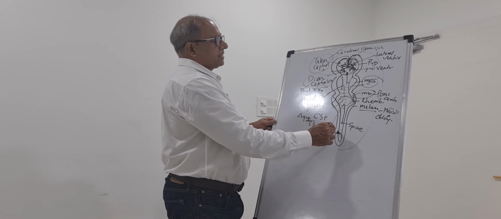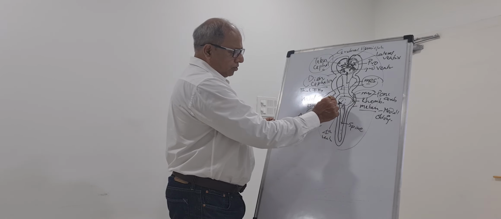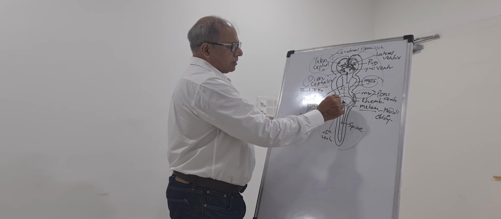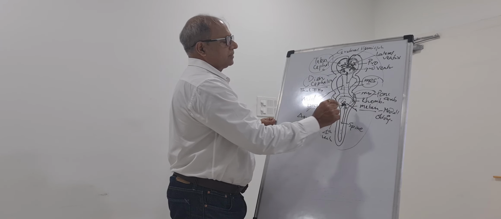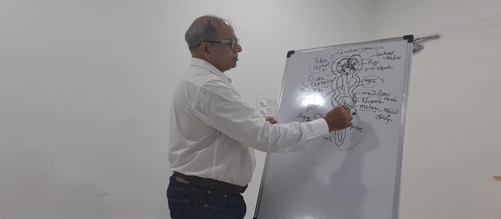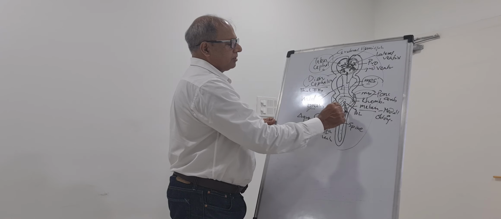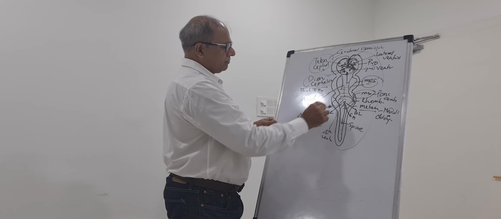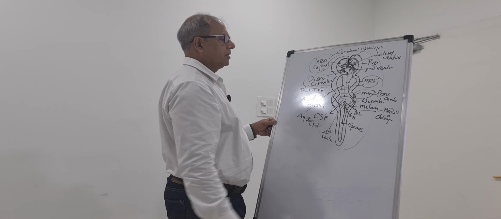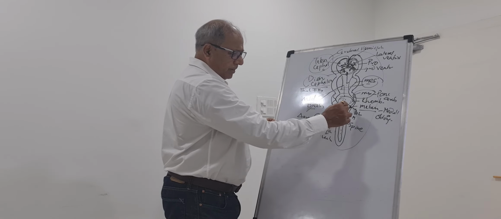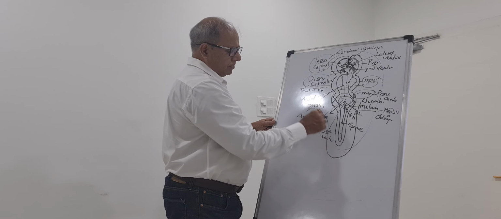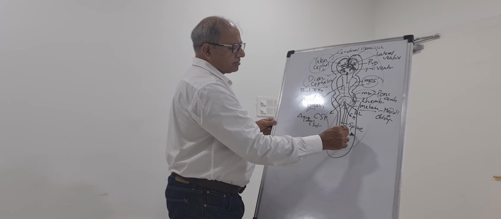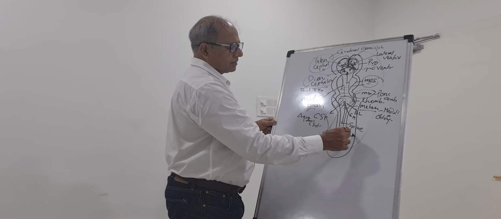To relieve this pressure, there are places to go from here to out. These are the foramen of Luschka and foramen of Magendie. These are all from the fourth ventricle. When it comes out, there will be CSF outside the spine also.